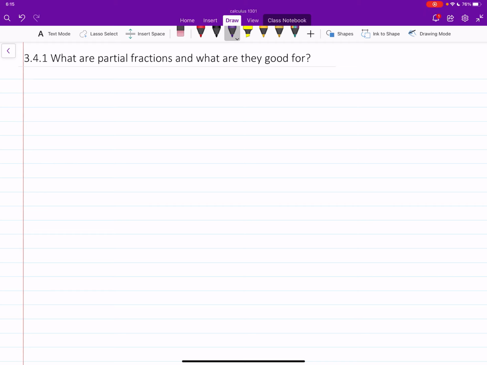Hello everyone. In this video, we will learn about a family of functions called partial fractions. And then we will discuss why these functions are important for us. This video is an overview of how partial fractions can be used to integrate rational functions. Let us start with rational functions.